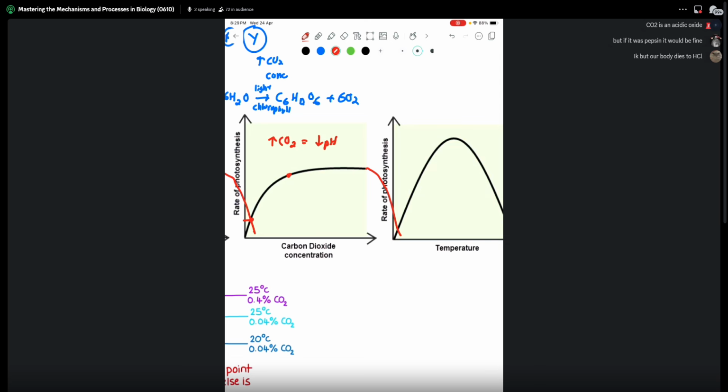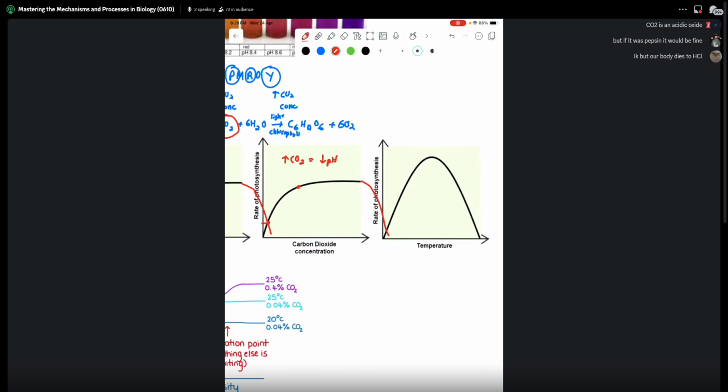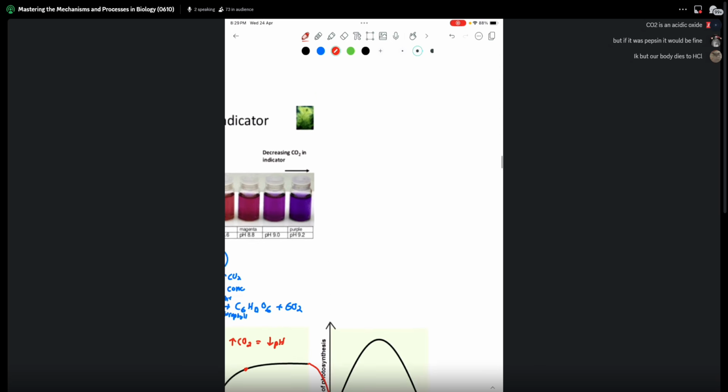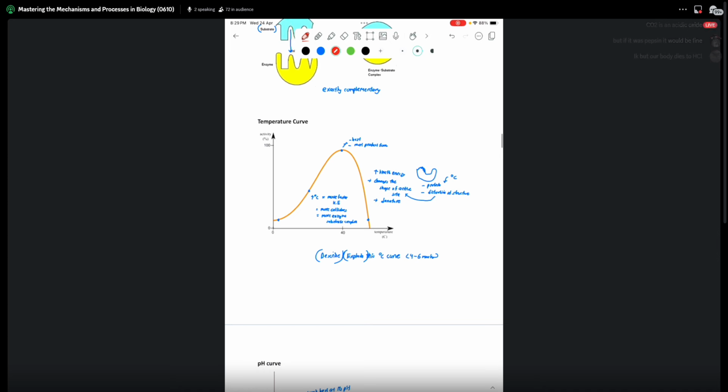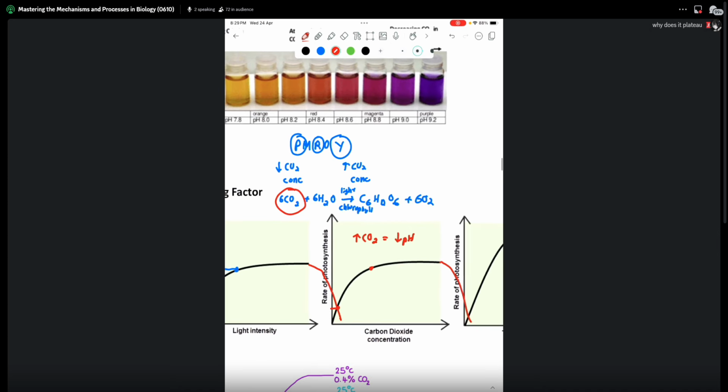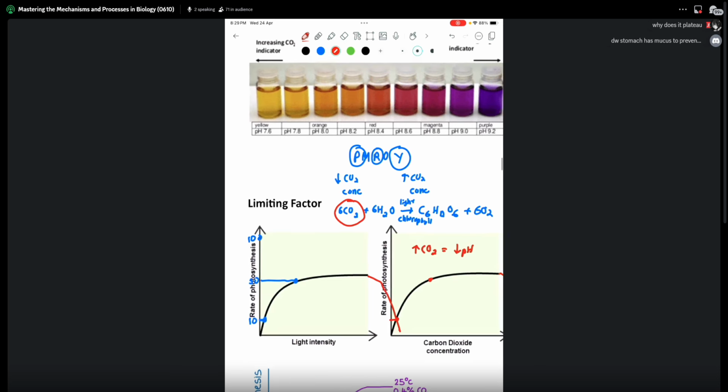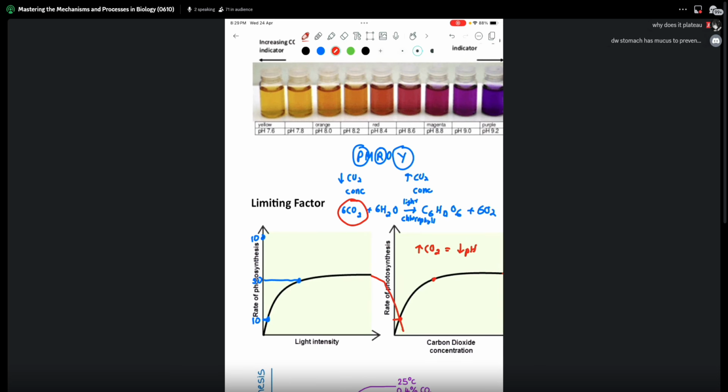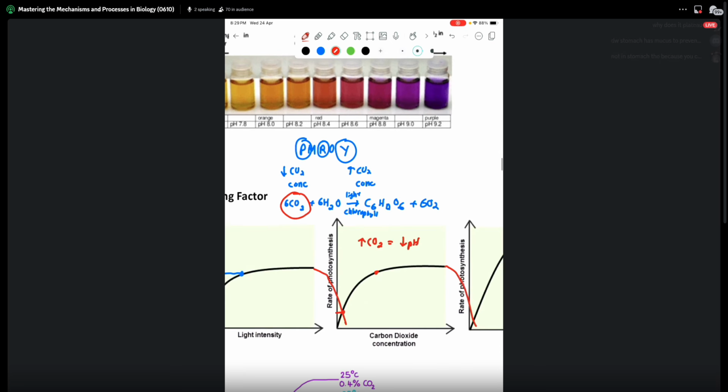But okay, don't worry, let's not go too far. So temperature is the same thing. It's almost the same as this temperature curve. Why does it plateau? It plateaus because, like for the light, they cannot have too much because it will burn the plant basically. Just think of it as it will burn the plant. And then CO2, too much of the CO2 you make it acidic.